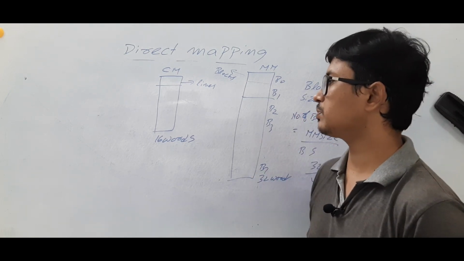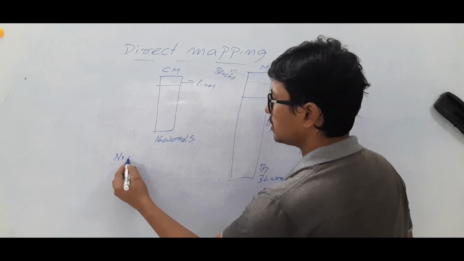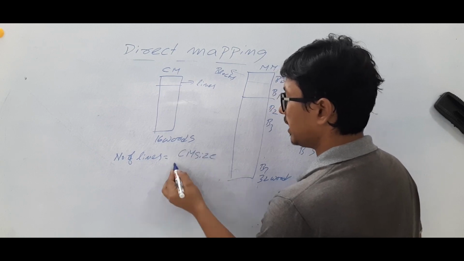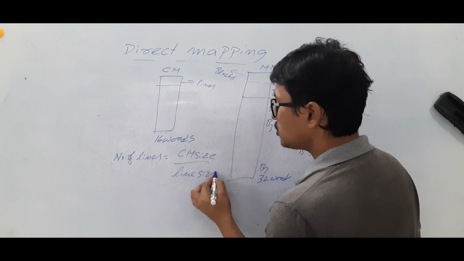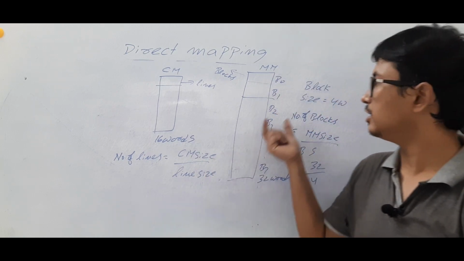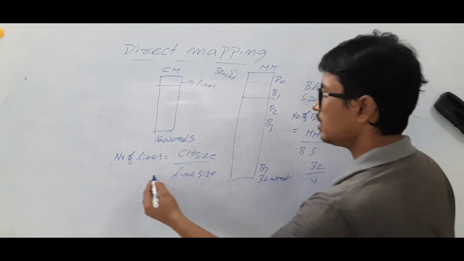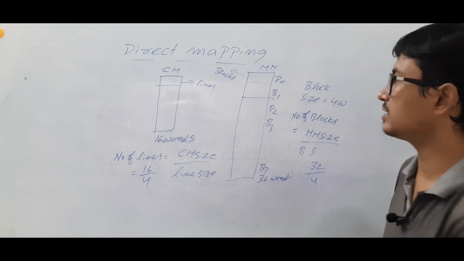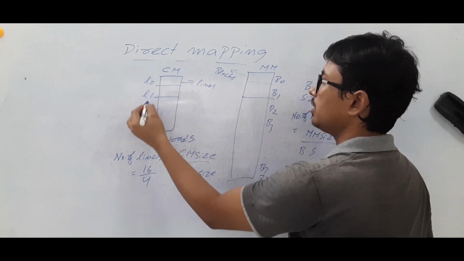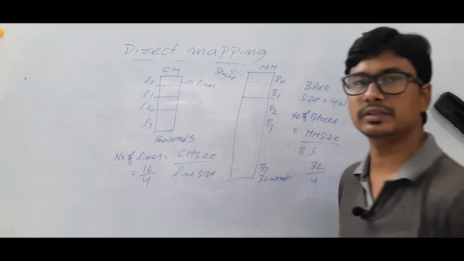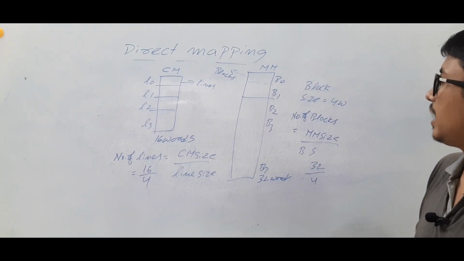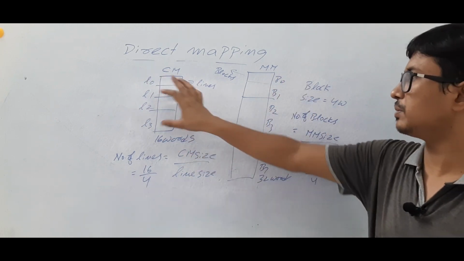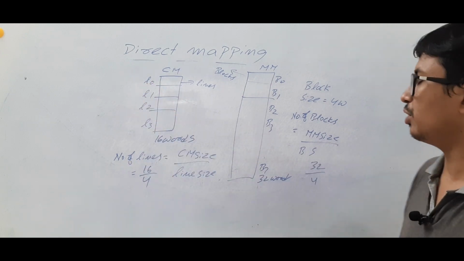Similarly, for the cache memory, the number of lines is equal to cache memory size by line size. As you already know, the size of a line is equal to the size of a block. The cache memory size is 16 words and the line size is 4, so you will get 4 lines: line number 0, line number 1, line number 2 and line number 3. So we have arranged the 32 words of main memory in 8 blocks and the 16 words of cache memory in 4 lines.